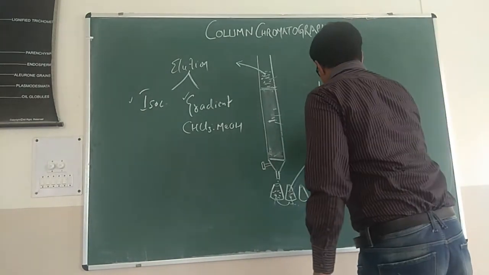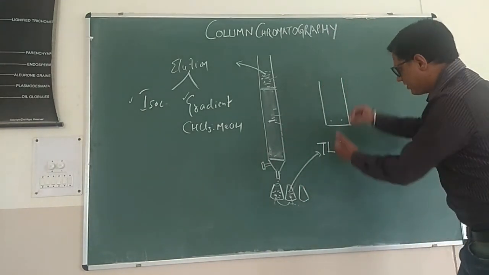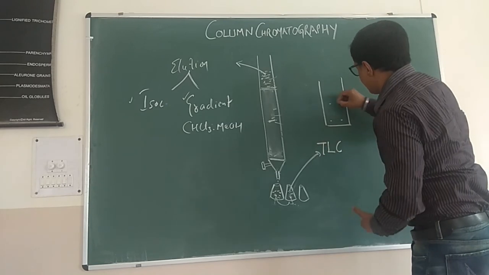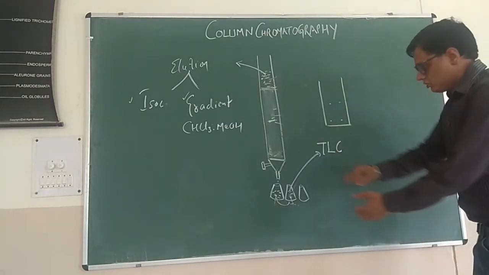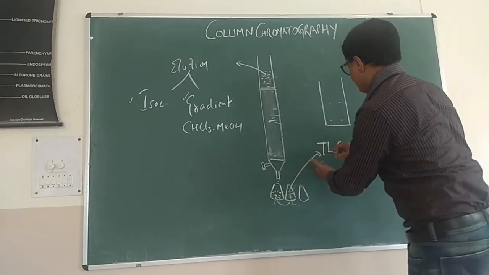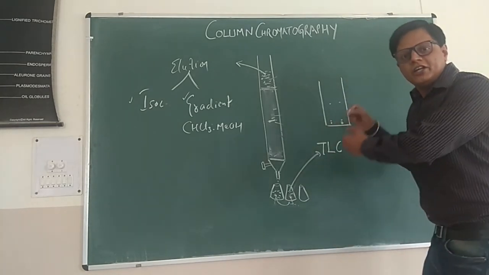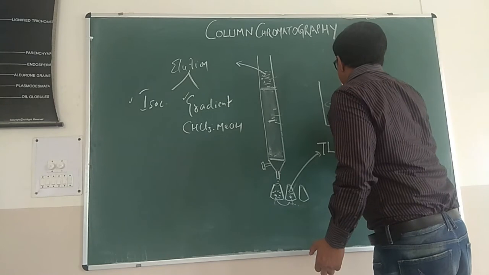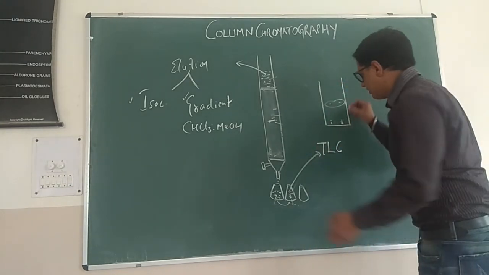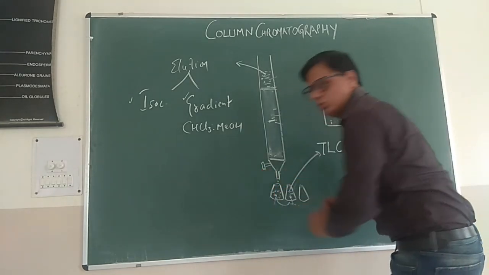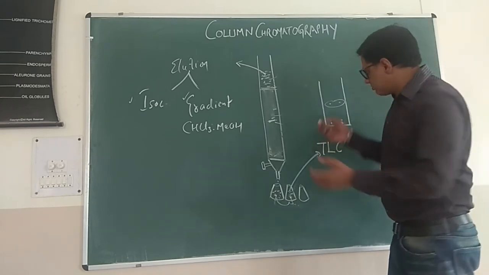This is fraction number 1, this is fraction number 2. Suppose in TLC of fraction number 1 and fraction number 2, they lie at the same Rf value. It gives an indication that these compounds might be the same. So what will we do? We will mix these two and make it one, because they contain the same compounds.